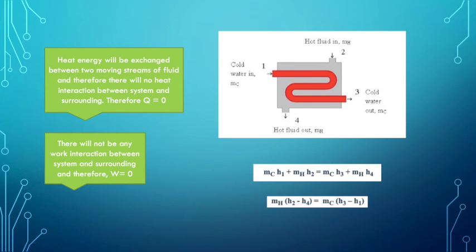Cool water enters at state 1 and leaves the heat exchanger at state 3. Similarly, hot fluid enters at state 2 and leaves the heat exchanger at state 4, as displayed in the figure. Cool water is flowing through the tubes of the heat exchanger and hot fluid is flowing over the surface of the tubes. These are the mass flow rates of the cool fluid and hot fluid respectively through the heat exchanger. Applying the concept of the steady flow energy equation, we will have the following energy equation for a heat exchanger. So here is the equation.